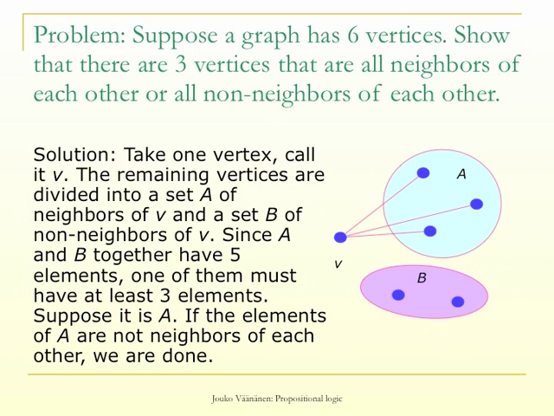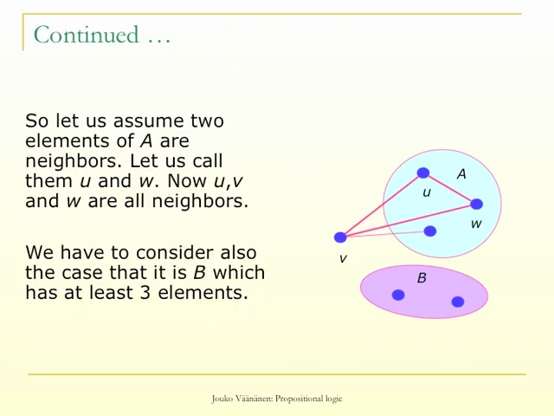If the elements of A are not neighbors of each other, we are done. So let us assume 2 elements of A are neighbors. Let us call them U and W. Now U, V and W are all neighbors.